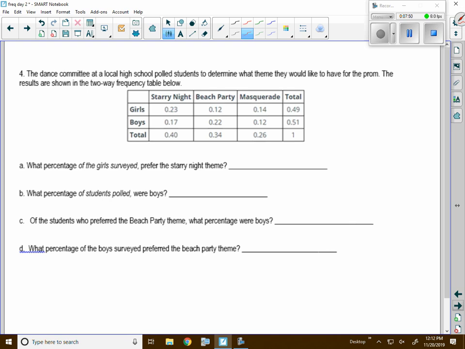So take a look at C. It says, of the students who preferred the beach party theme, what percentage were boys? That's where we can read it straight from the table. This is very tricky. These are like the toughest ones, kind of like the ones at the end of the day yesterday. Now, do you see right here where it says what percentage? When it says that, that means that we have to do it as a division problem. So part A, what percentage of the girls surveyed? If you look at girls, the total is 0.49. I know it's percentage, but we have to use that 0.49. How many of that 0.49 preferred Starry Night? 0.23. So you're going to do 0.23 divided by 0.49, and that would be 46.9%.